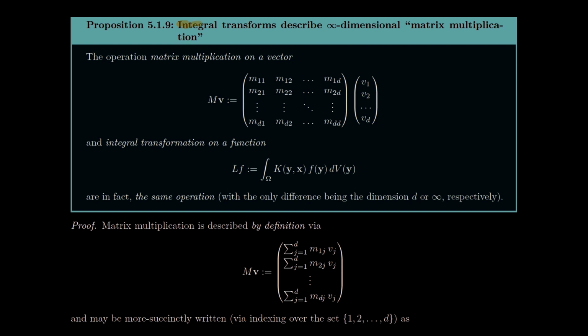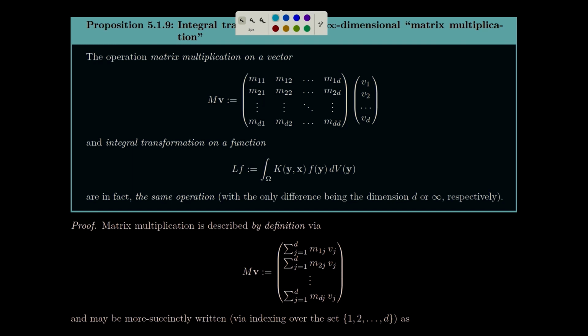Proposition says integral transforms describe infinite dimensional matrix multiplication. What the heck does that mean? Infinite dimensions. Well, we kind of talked about it a little bit with our Taylor and Fourier series. Those are infinite dimensional objects. Well, really all functions are. But more or less, we're going to talk about how matrix multiplication, which just looks like taking a matrix and multiplying it against a vector, is in fact the same operation as an integral transform. They look completely different. They look like not even close to the same operation.